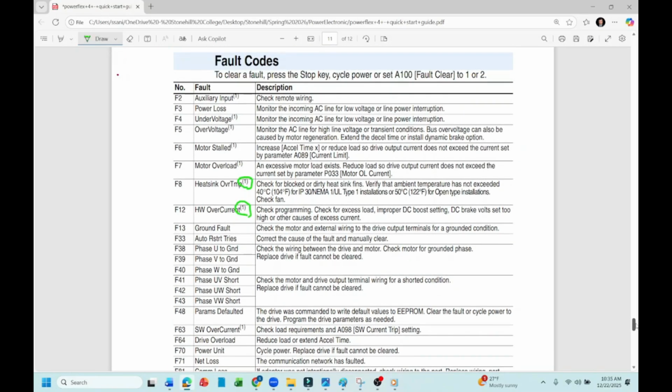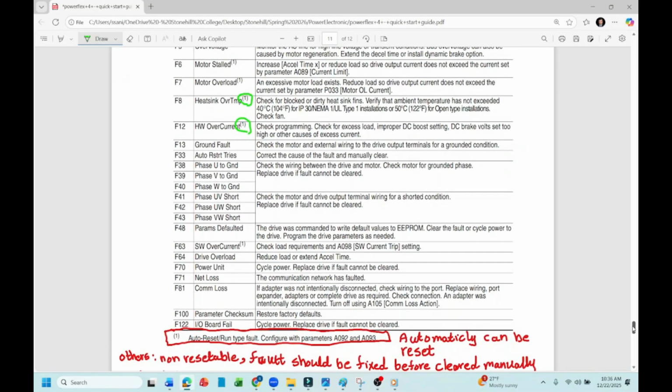So here you could see there are two different types of error. There are some errors like this, which have a one on the top right side of them, and there are others that do not have any one on the top right side. The errors that you see with the one on top of them, here you see their explanation. They are auto reset run type faults, and you could configure them with the parameter A92 to 93. That means these errors can be reset automatically using parameters A92 or 93.